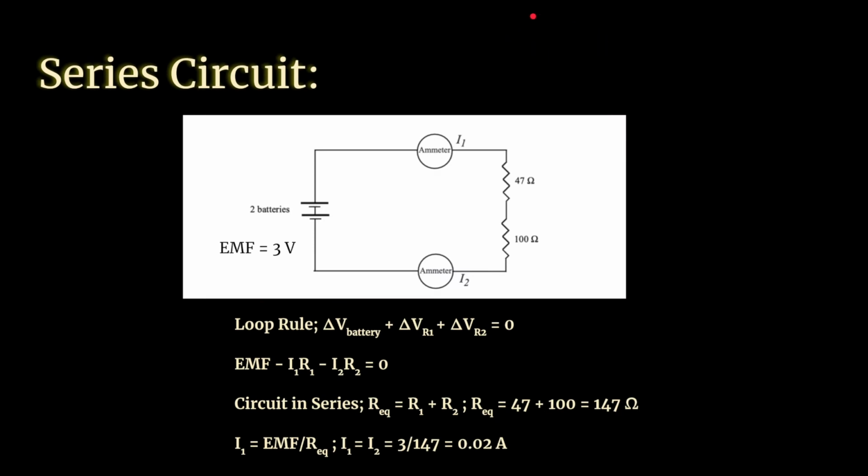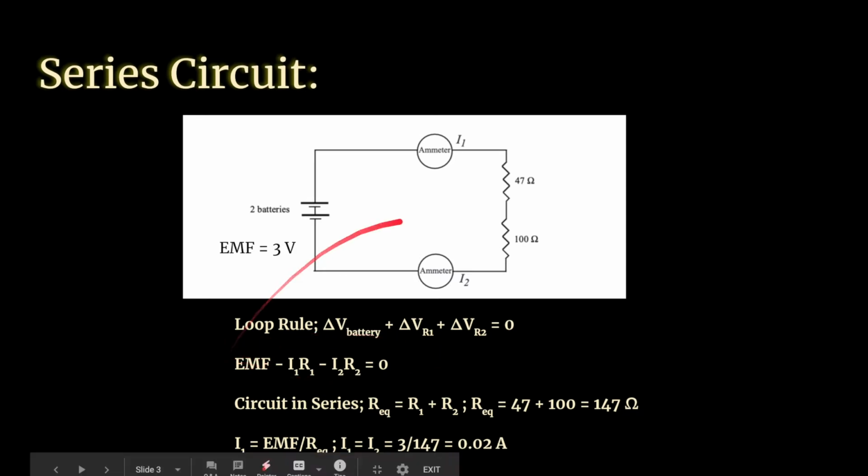Firstly, our series circuit. Here we have an image of a simple series circuit with two ammeters, each having a current I1 and current I2, two resistors, and two batteries, which each are 1.5 volts for a total EMF of 3 volts. Using the loop rule, we have all of their potential differences equal to zero, which can be broken down into this equation. Because we have a circuit in series, the resistance can be calculated using this equation for a total of 147 ohms.